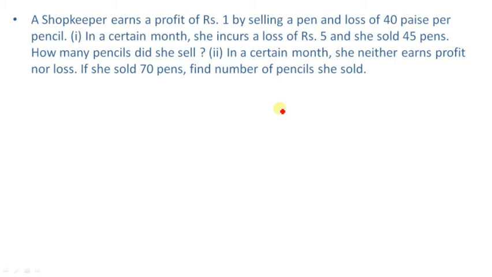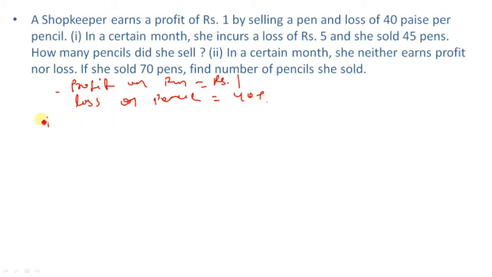So now to get the answer, first we need to write the basic data that are given. Profit on pen is equal to rupees 1, right? And then what is given? Loss on pencil is 40 paisa.